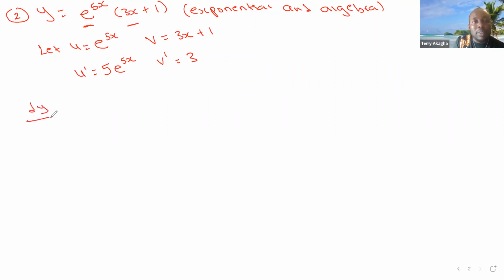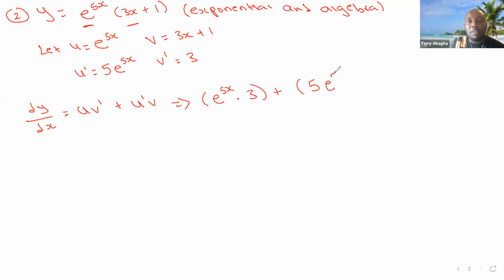The next thing, you just put it there. So dy over dx is going to give me u v prime plus u prime v. What is the u? The u is e to the 5x multiplied by v prime, which is 3, plus u prime, which is 5 exponential 5x, multiplied by v, which is going to be 3x plus 1.